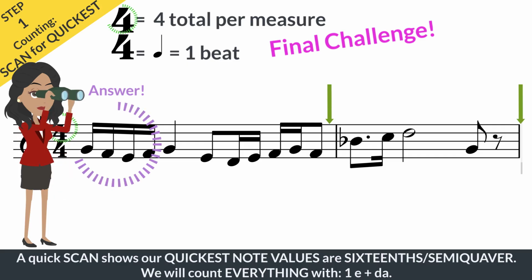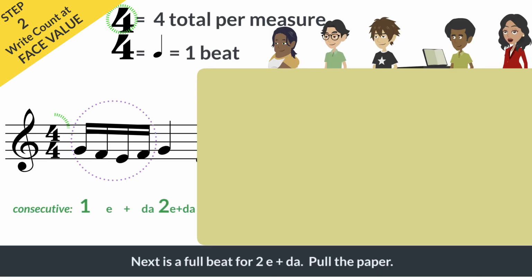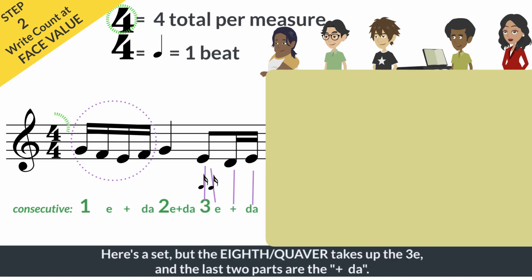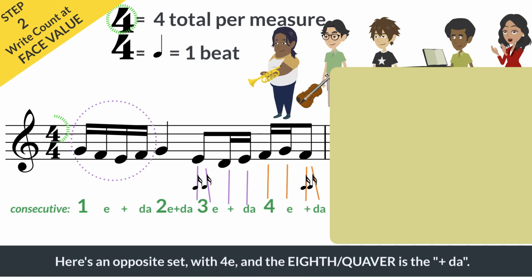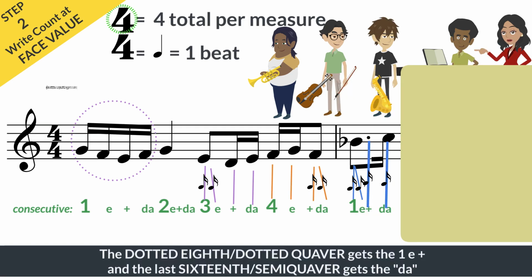A quick scan shows our quickest note values as 16th semiquavers for 1 E and A. Next is a full beat for 2 E and A. Here's a set, but the 8th quaver takes up the 3 E and the last 2 parts are the and A. Here's an opposite set with the 4 E and the 8th quaver is the and A. The dotted eighth, dotted quaver, gets the 1 E and the last 16th semiquaver is the duh.